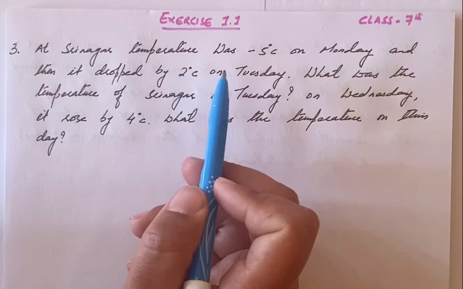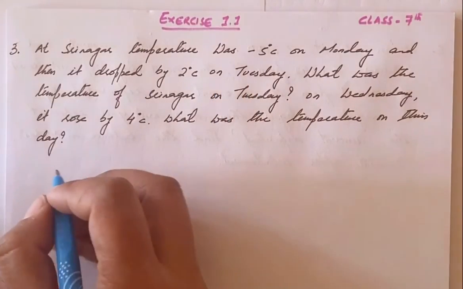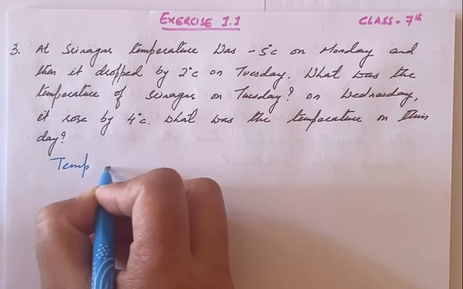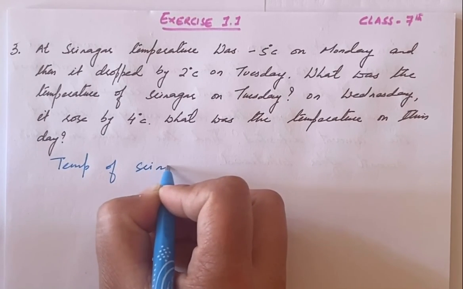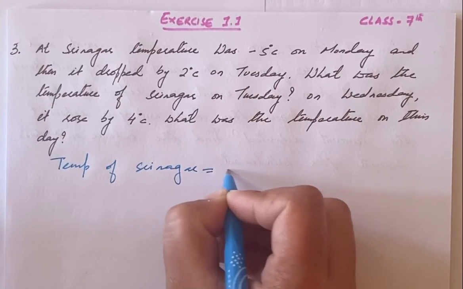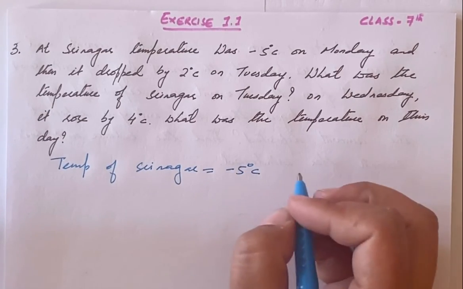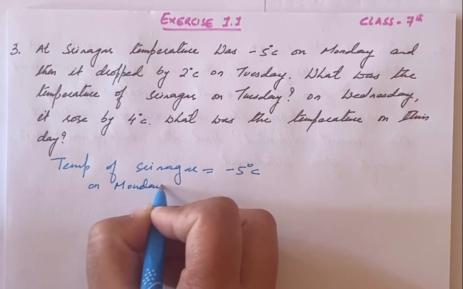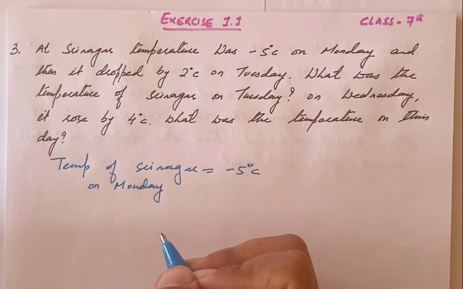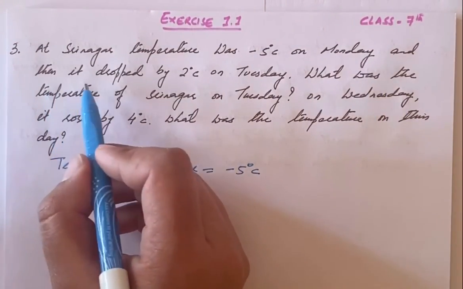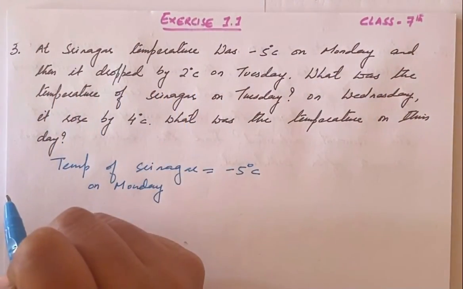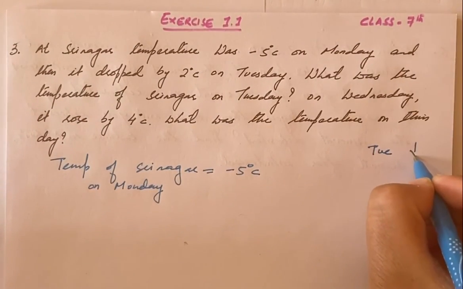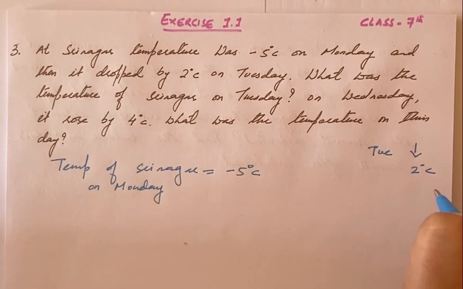At Srinagar, the temperature was minus 5 degrees Celsius on Monday. That is the temperature of Srinagar on Monday. And it says then it dropped by 2 degrees Celsius on Tuesday.